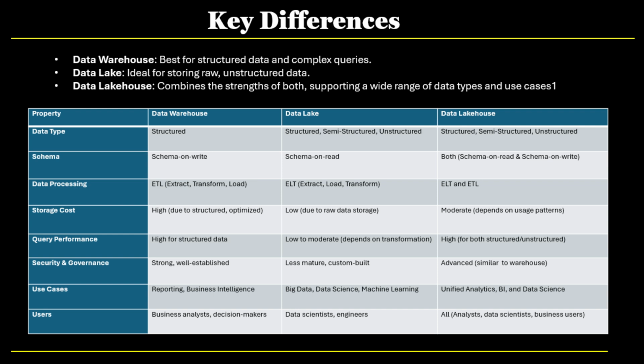And the next property is storage cost. Data warehousing, it's high cost because structured and optimized data requires expensive storage systems. In data lake, it's low cost because raw data is stored without processing or optimization. Whereas data lakehouse, it's moderate cost as it depends on whether you store raw data or optimized data.